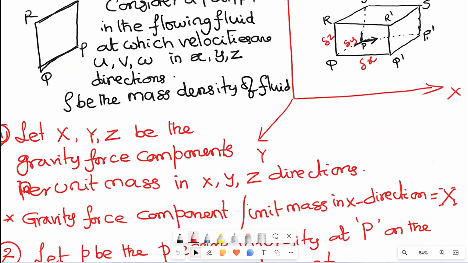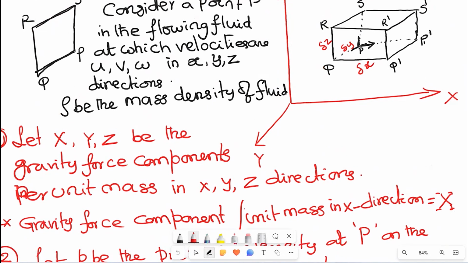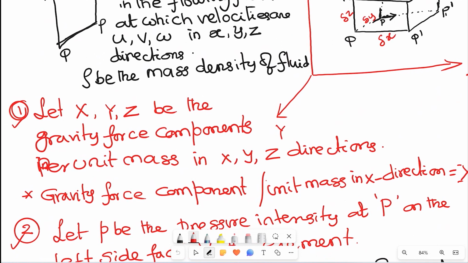Now how I started: let rho be the density, and let u, v, w be the velocity components in x, y, z directions. I have taken P as the origin. From there you see whether the phase is on the left side or right side, so that it will be positive or negative. Then the second thing: I already mentioned there are only two forces considered. One is the gravity force component, and the other one is the pressure force component.